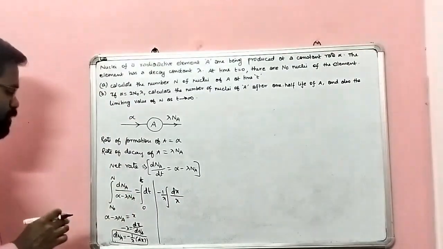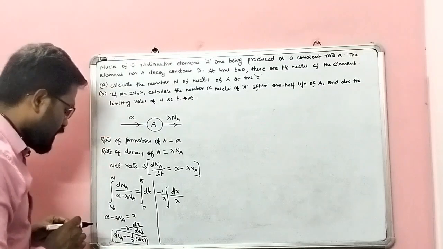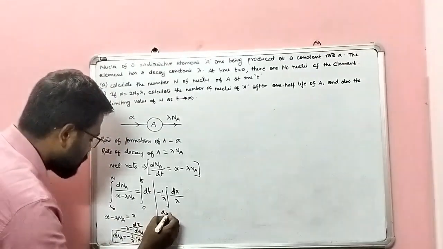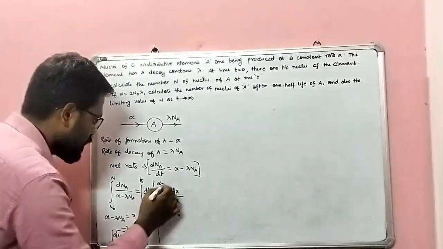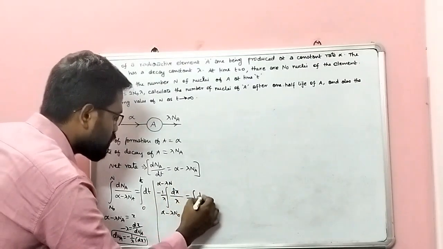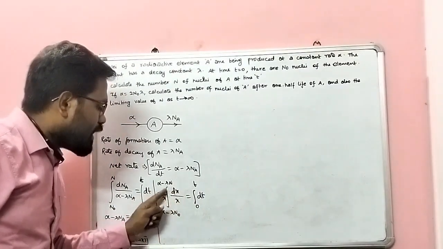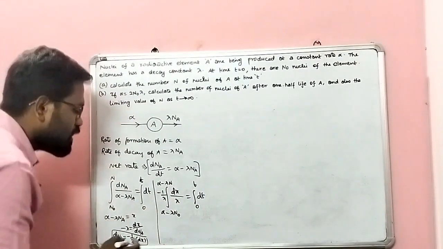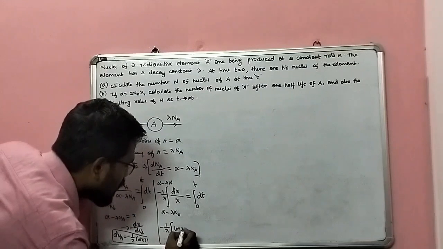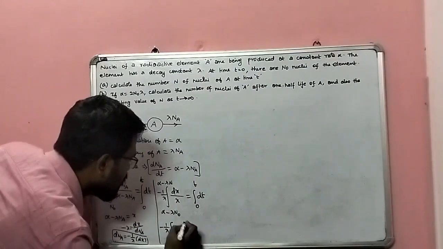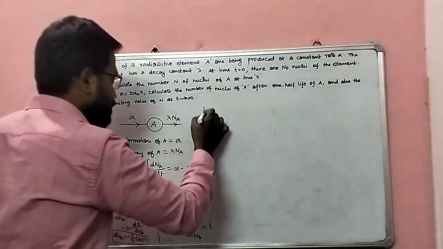When you change everything in terms of x, the limits also have to be changed with respect to x. Am I correct? Then the limits are alpha minus lambda n0 and, instead of n, alpha minus lambda n, which is equal to the integration of dt from 0 to t. We know that the integration of dx by x is the natural logarithm of x, that is ln x. So minus 1 by lambda ln x, with limits alpha minus lambda n0 to alpha minus lambda n, and on the right it will be simply t.